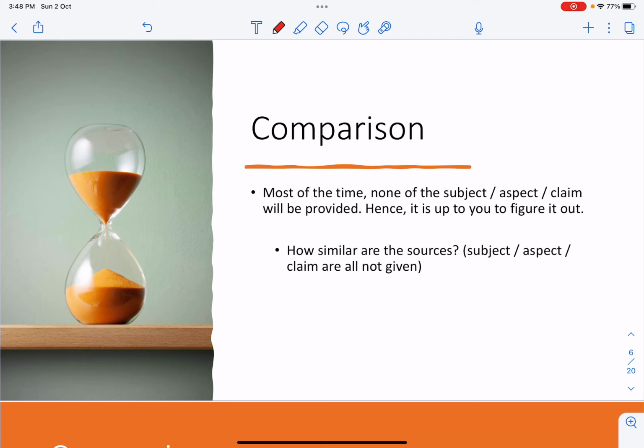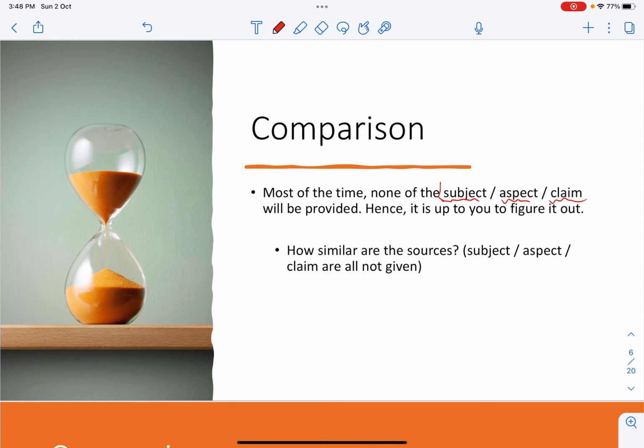Hello, now moving on to comparison. This is where it starts to get a little bit more complicated. Most of the time, the comparison question will not give you any subject, will not give you any aspect or any claim. It's up to you to figure them out.